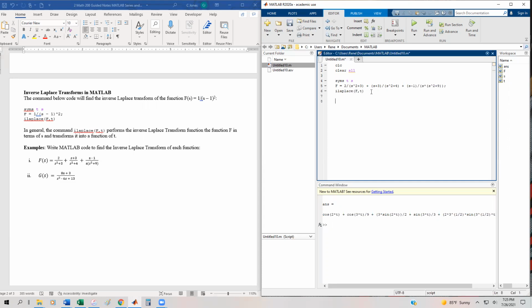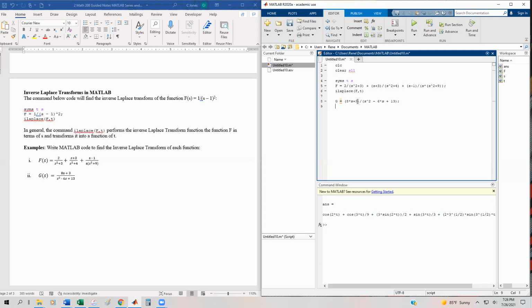As a second example, let's define a new function g as this animal right here. If you were trying to figure this one out by hand, you would have to complete the square in the denominator. You might have to add and subtract a special number on top, and then try to get it to factor out nicely. So this one's kind of painful by hand. But fortunately for us, we have MATLAB, so we're going to have 8 times s plus 3, divided by s squared minus 6 times s. Remember, explicit multiplication, plus 13.